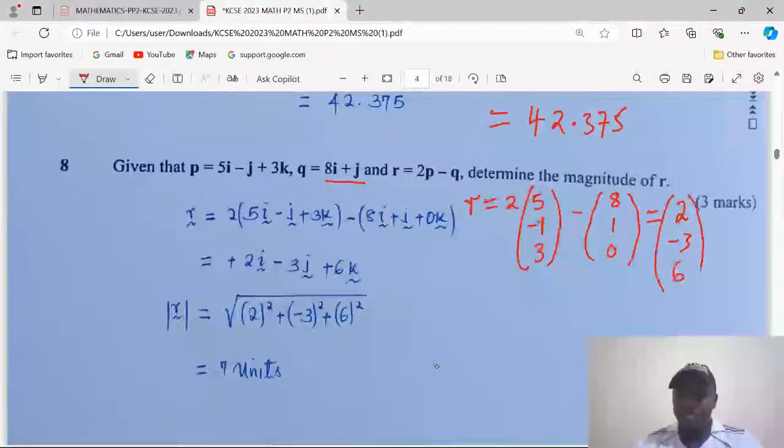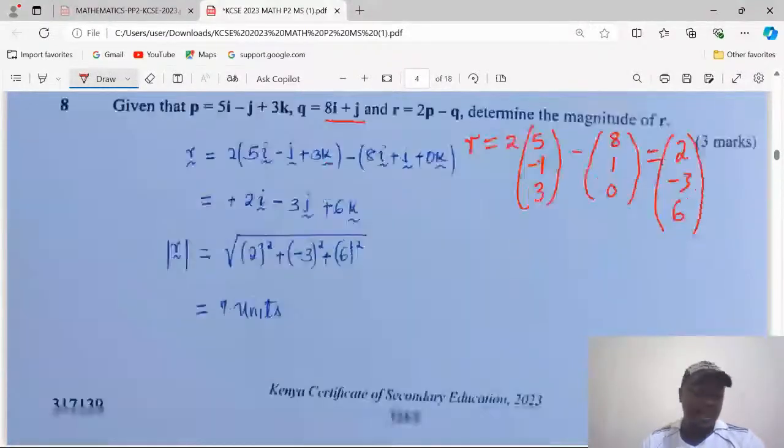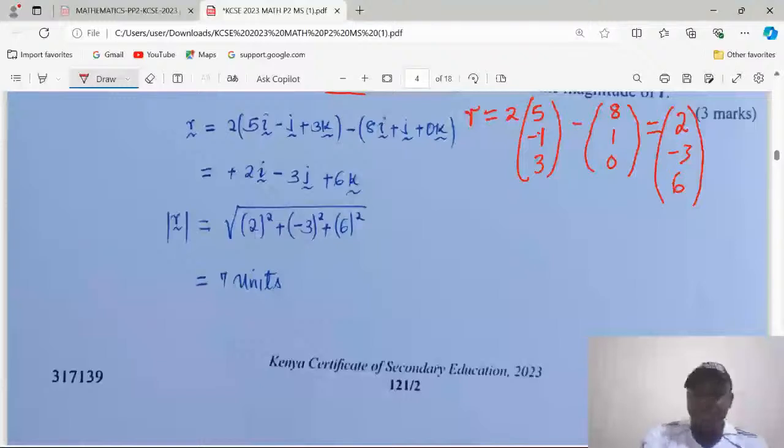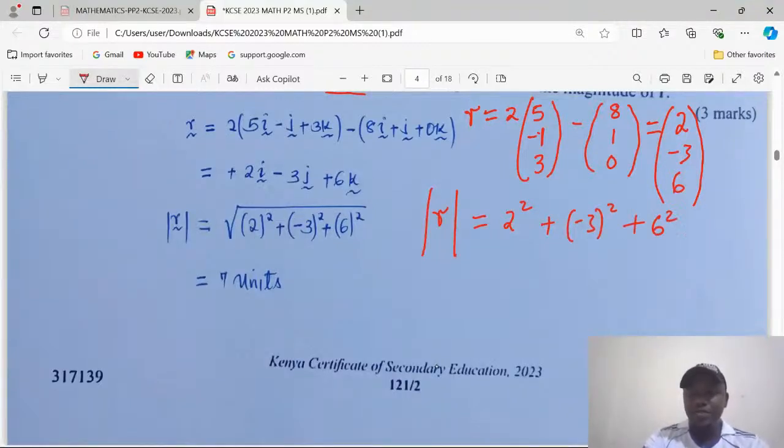It remains to be 6. So now, after we've gotten the vector R, we can now find its magnitude, whereby the magnitude of vector R, expressed this way, is going to be 2 squared plus -3 also squared, and we add 6 squared. Then we carry out the square root.